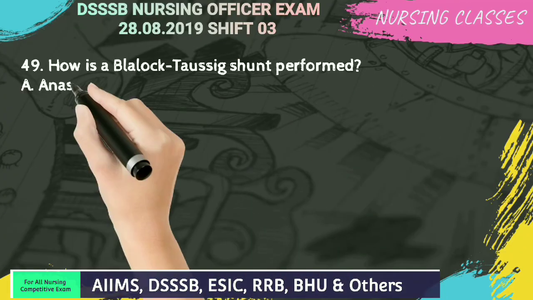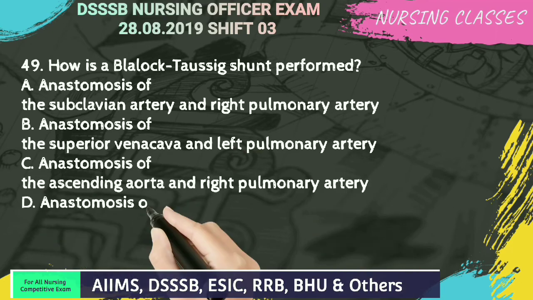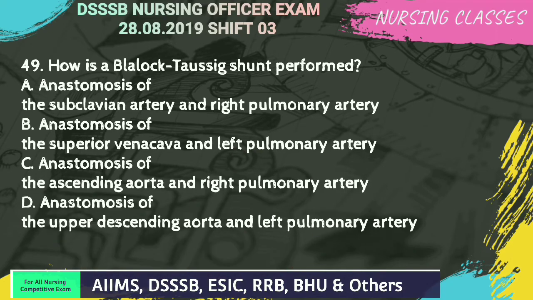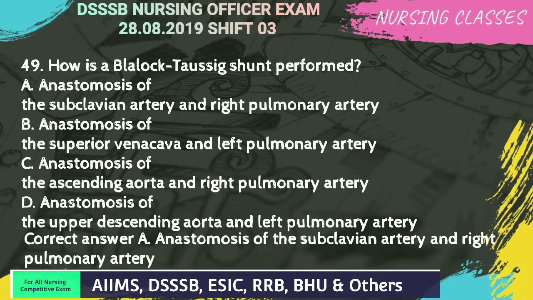49. How is a Blalock-Taussig shunt performed? A. Anastomosis of the subclavian artery and right pulmonary artery. B. Anastomosis of the superior vena cava and left pulmonary artery. C. Anastomosis of the ascending aorta and right pulmonary artery. D. Anastomosis of the upper descending aorta and left pulmonary artery. Correct answer A. Anastomosis of the subclavian artery and right pulmonary artery.